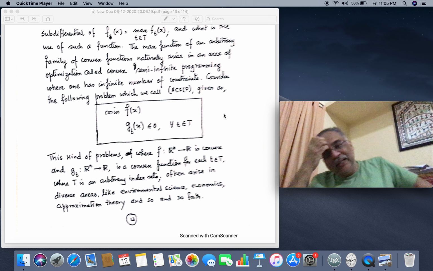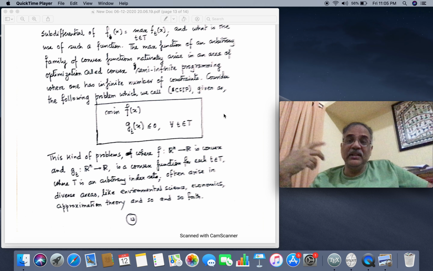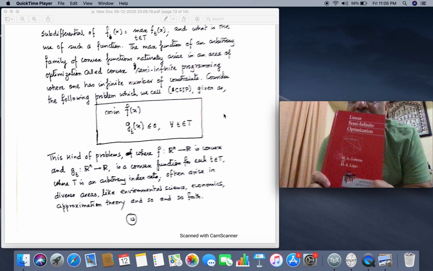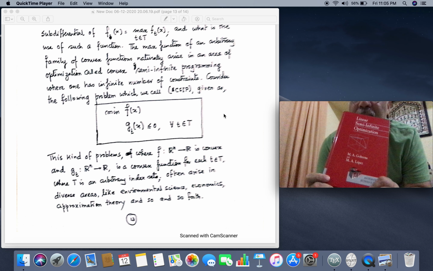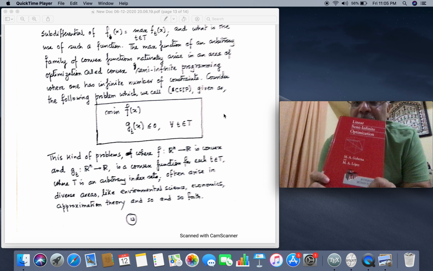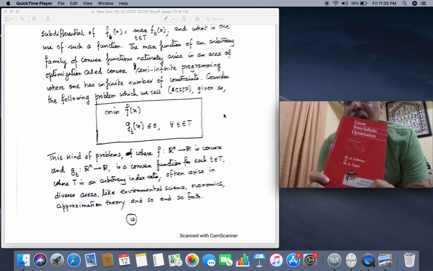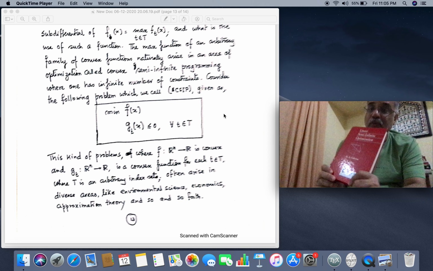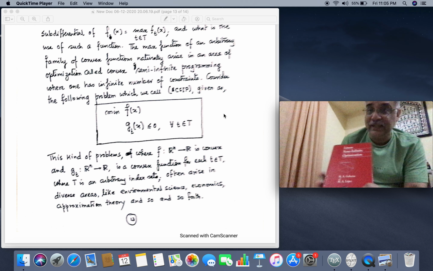These kinds of things come up in environmental science when designing environmental policies, in economics, in approximation theory, and many other things. There's a very good book which I'm going to show you, written by two very good researchers in optimization, and my friends also, from Spain: Linear Semi-Infinite Optimization, published by Wiley in 98 by Miguel Angel Goberna and Marco A. Lopez. This is a wonderful book which gives you beautiful applications of why this class of problem is important, and it has a lot of applications in statistics.